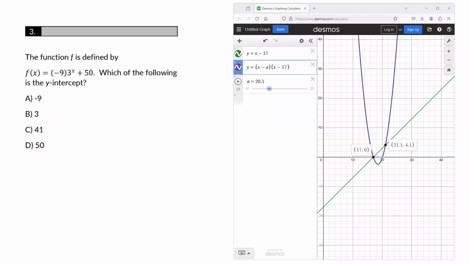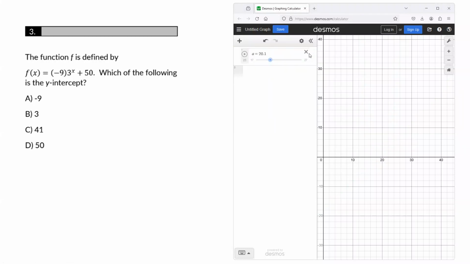Here we have a function, and they want to find the y-intercept. Desmos is fantastic with functions. I'm not even going to use y. I'm going to type it in with an f of x, just like I see here.